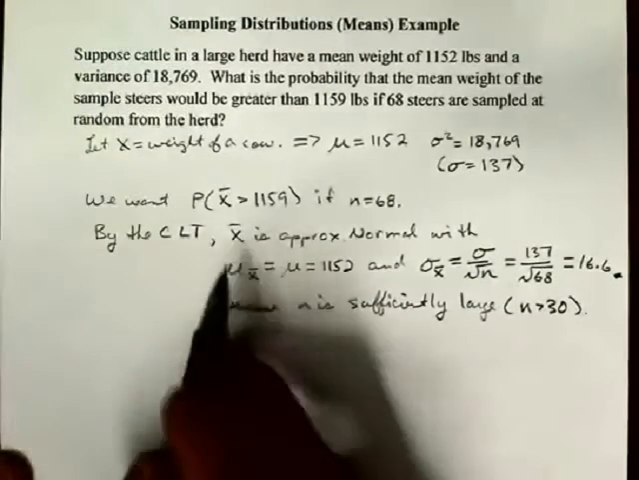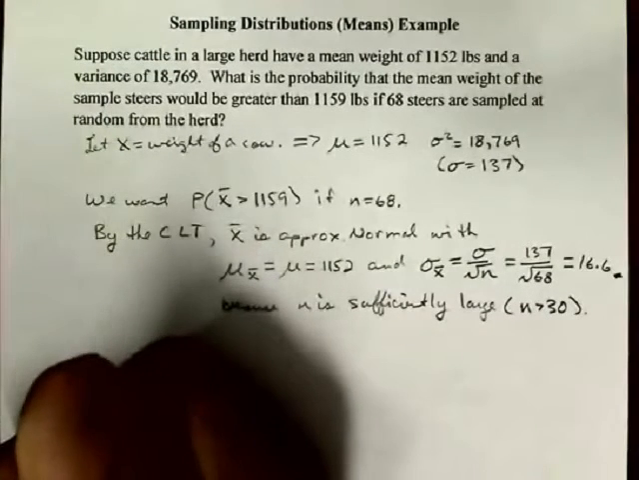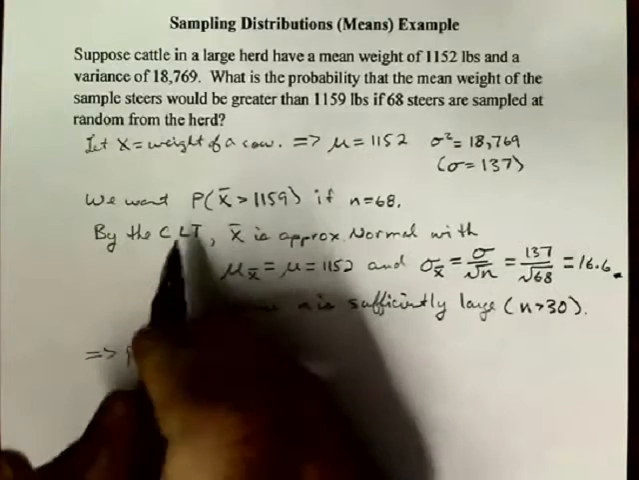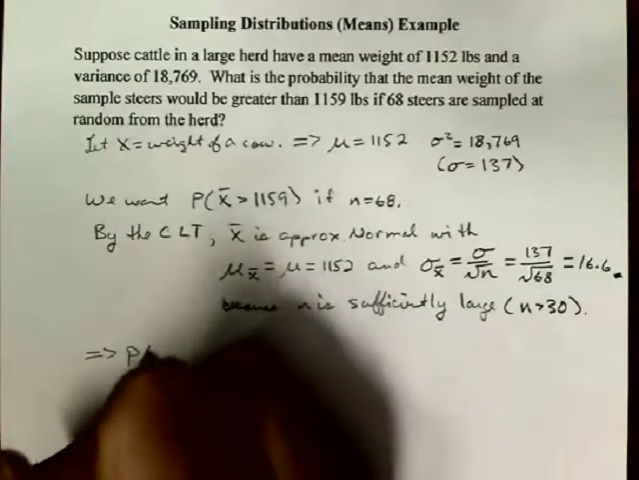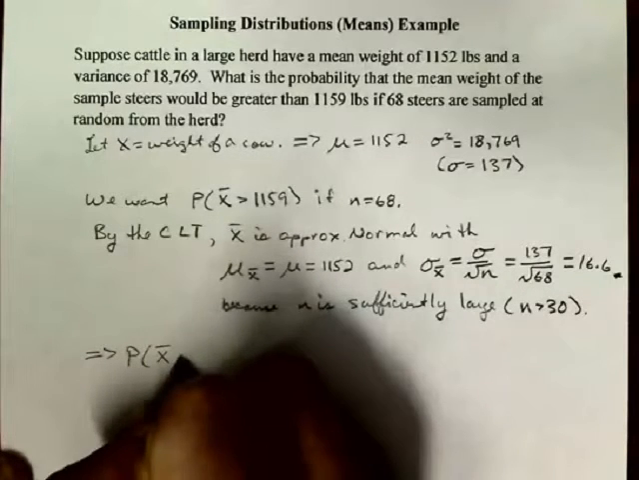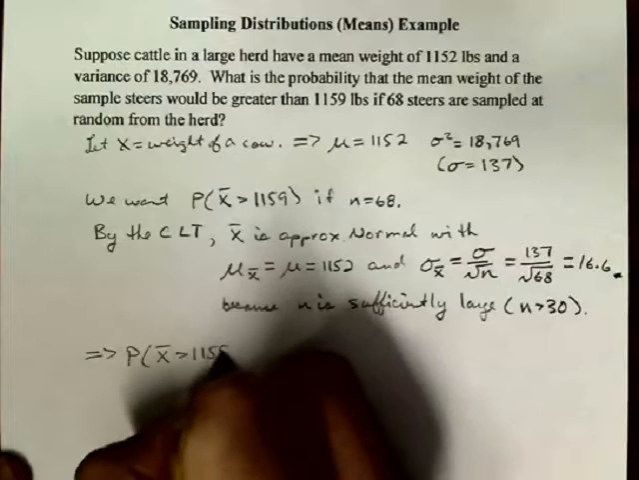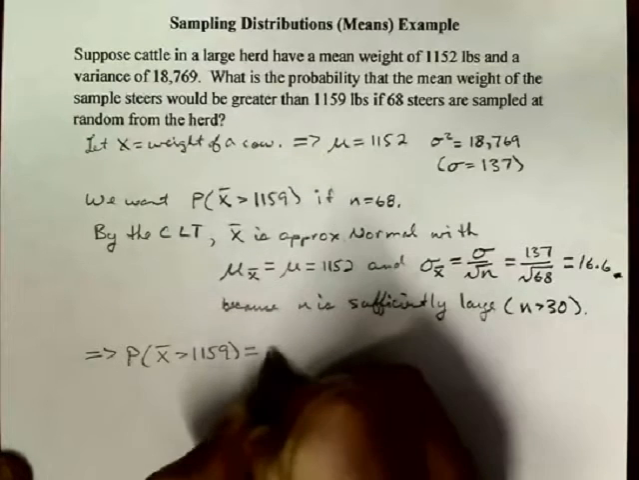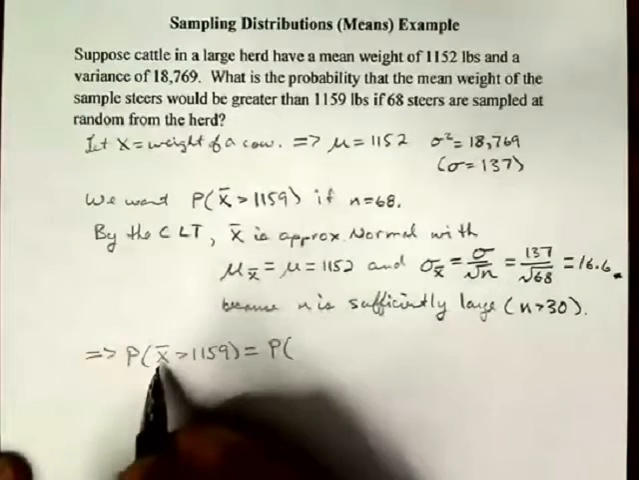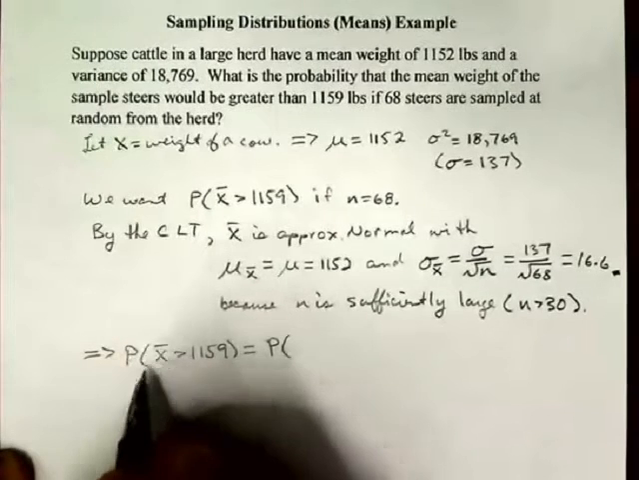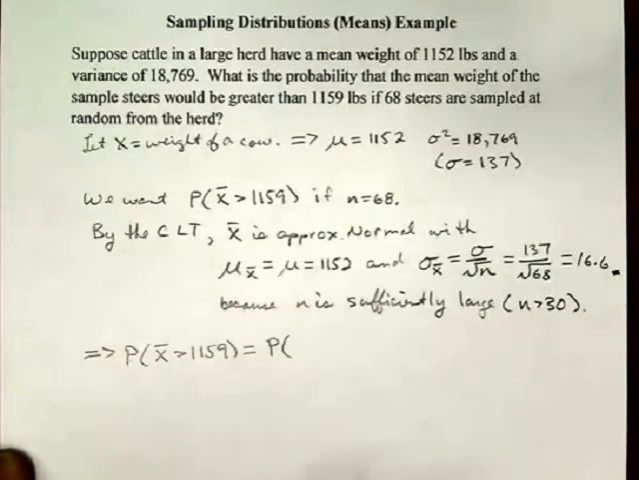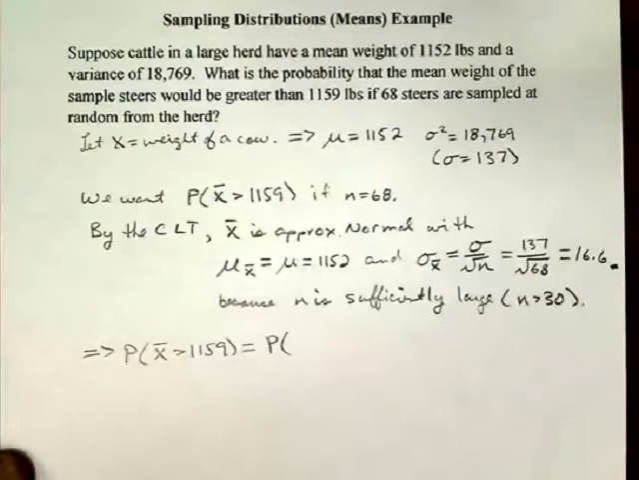Okay, so we know that X bar is approximately normal. So when we come back to this probability, this is what we want to compute from the beginning. The probability that X bar is greater than 1159 is, well, what do I have to do? If this thing is normal, I've got to standardize this in order to give me a probability in terms of the standard normal, or in terms of Z. Then I can use one of the normal tables and get that probability.